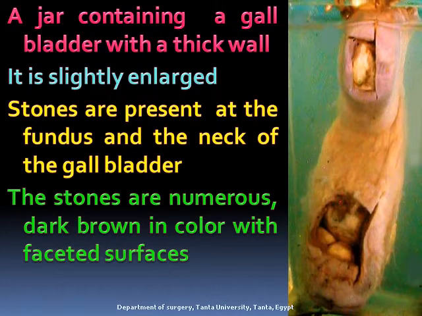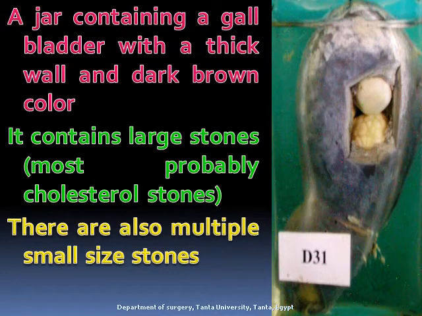A jar containing a gallbladder with thick wall. It is slightly enlarged. Stones are present at the fundus and the neck of the gallbladder. The stones are numerous, dark brown in color with faceted surfaces. A jar containing a gallbladder with a thick wall and dark brown color. It contains large stones, most probably cholesterol stones. There are also multiple small sized stones.